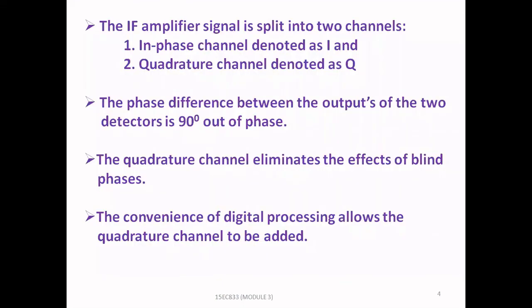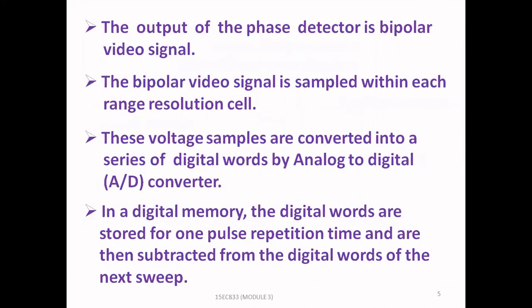The intermediate frequency amplifier signal is split into two channels, in-phase channel denoted as I and quadrature channel denoted as Q. The phase difference between the outputs of the two detectors is 90 degrees. The quadrature channel eliminates the effects of blind phases. The convenience of digital processing allows the quadrature channel to be added. The output of the phase detector is a bipolar video signal. The bipolar video signal is sampled within each range resolution cell.